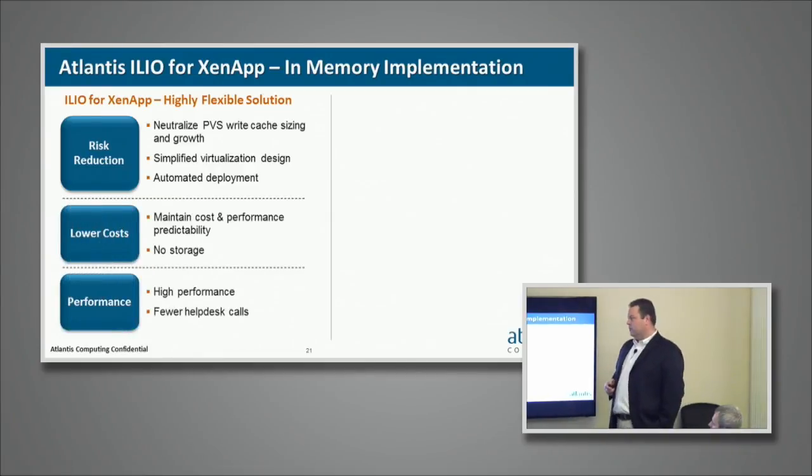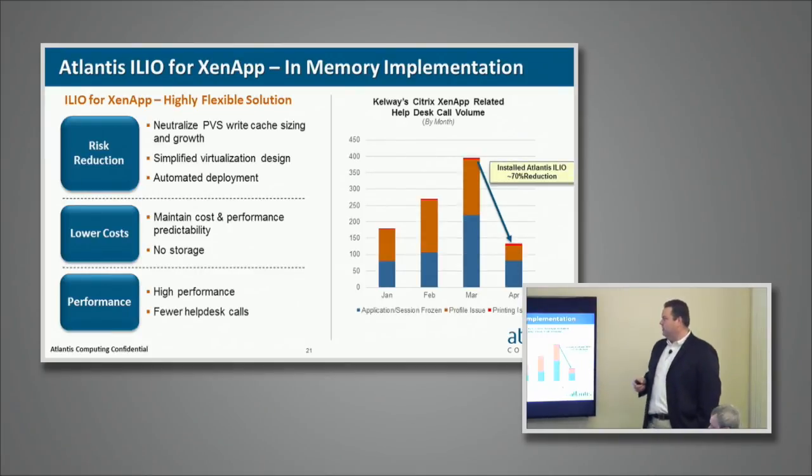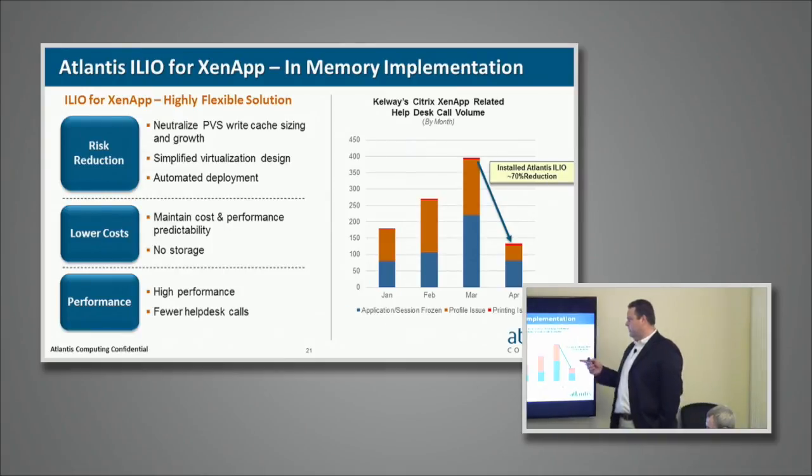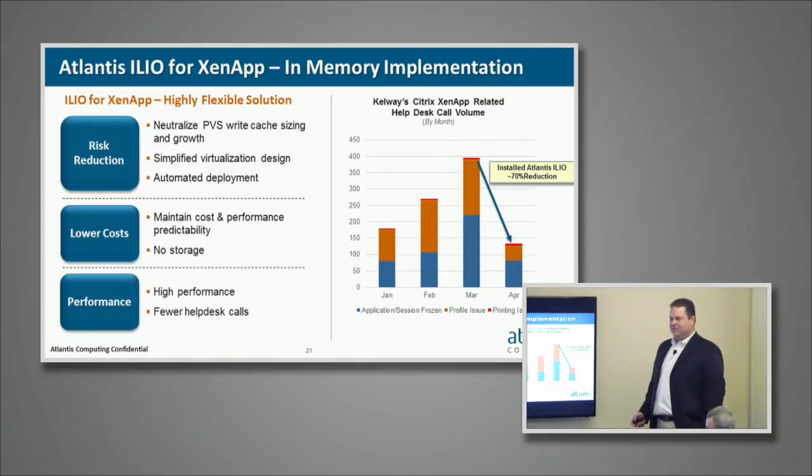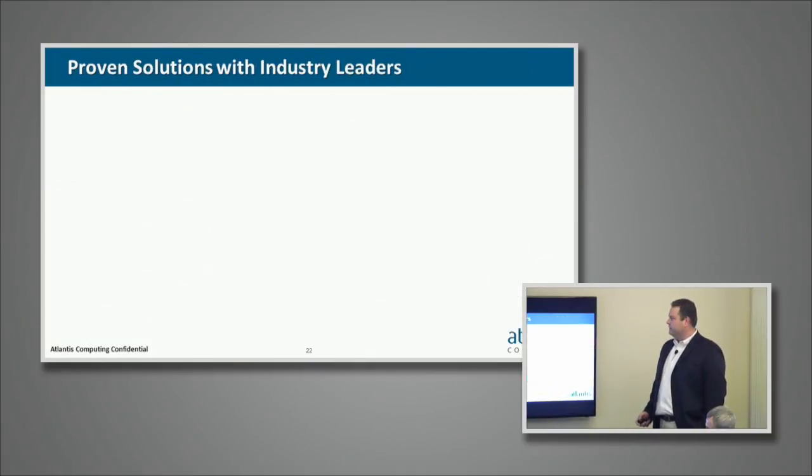And then, of course, performance. This is an interesting chart from Kelway, which is both a customer and one of the larger resellers in the UK. After they implemented Atlantis in memory, they were previously running on a SAN. Their help desk calls reduced by 70% because they were all from frozen sessions and profile issues that were related to I/O. So it gives you an idea of the impact when you implement it in a XenApp scenario.